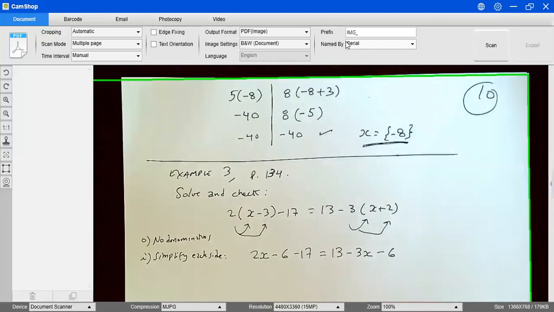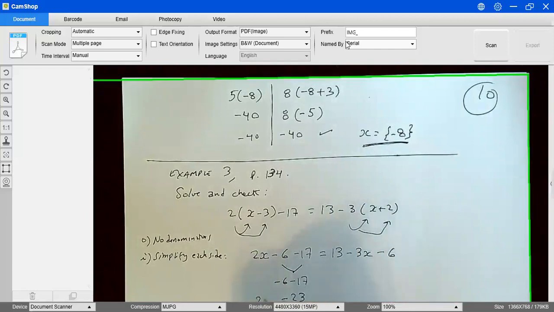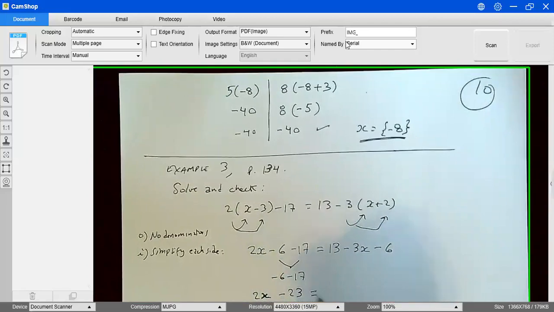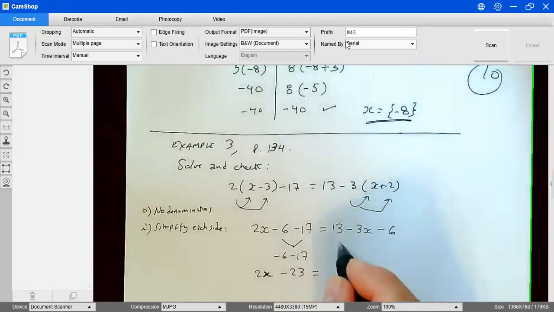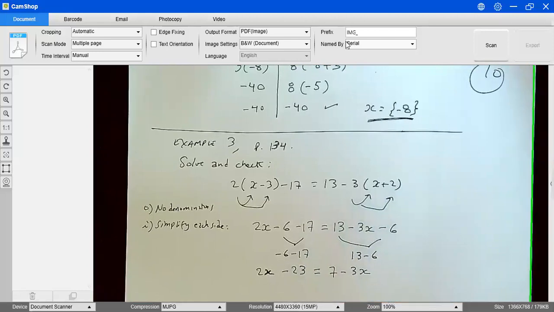Then we combine like terms. So in this case, we have -6, -17. That is going to be -23. And I have 2x here. Then on the right hand side, I'm going to combine these two. So this is 13 minus 6 is going to be 7, and then I have -3x. So that's the end of the simplification.